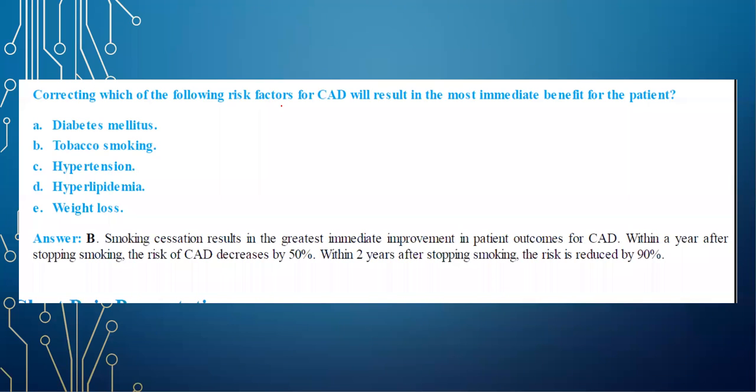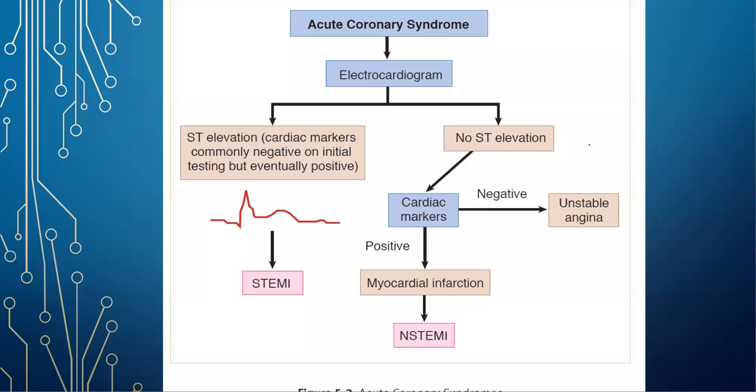Now, next question: correcting which of the following risk factors for coronary artery disease will result in the most immediate benefit for the patient? Diabetes, smoking, hypertension, hyperlipidemia, weight loss. Always remember, smoking cessation results in the greatest immediate improvement in patient outcome for coronary artery disease. Sometimes if you can reduce or stop smoking, the risk of having a heart attack actually decreases significantly more than with any other risk factor written here. So the single most important step for preventing coronary artery disease is to stop smoking.